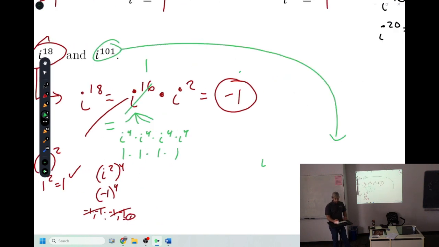Any ideas on what 2 numbers to break i to the 101st up into? It's a good, close number divided by 4 or multiple of 4. I think there's a real close one. Really, really close. Think about quarters. 100. So 101 turns into 100 and 1, right? And what does 100 turn into? i to the 100th.